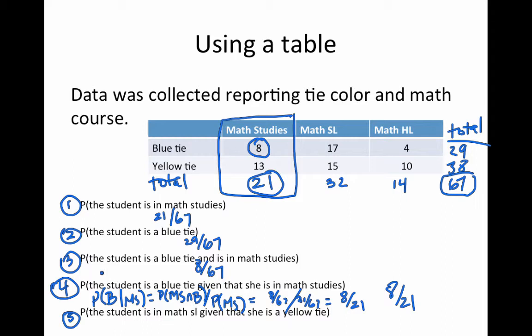Okay, so using this shortcut to find the probability that a student is in math studies, given that she is a yellow tie, I will just look at the yellow tie row, and so there's 38 yellow ties, and the number of them that are in math studies is 13, so I just do 13 divided by 38, and that's the answer for this problem right here.